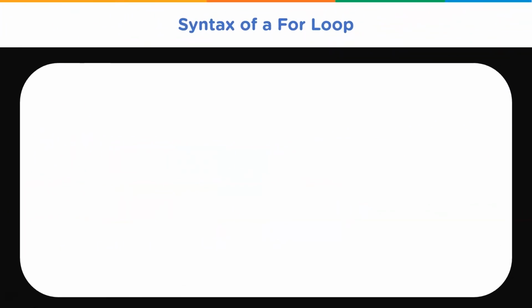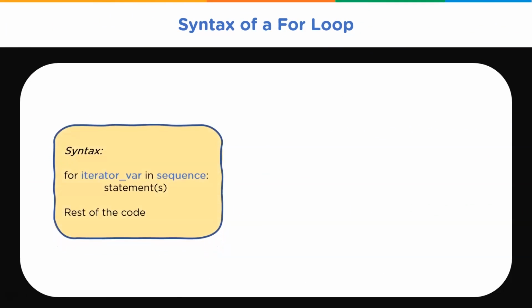Now let's have a look at the syntax of a for loop. So here on the left you can see the syntax of the for loop. So we have the for keyword followed by the iterator variable. Then we have the in keyword followed by the sequence. It can be a list, you can use the range function, it can be a dictionary, a tuple, anything. And after that you have your colon followed by the statements that you want to execute in the for loop. And below you have the rest of the code.